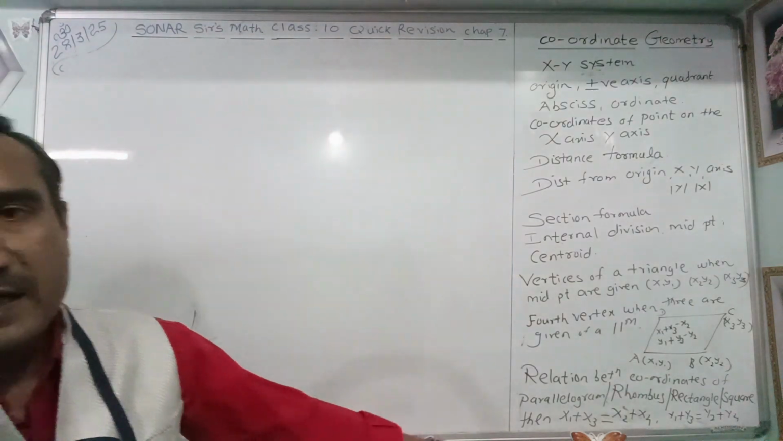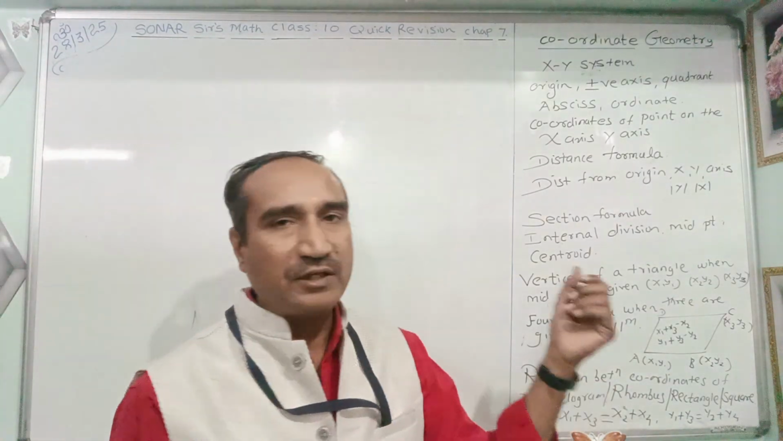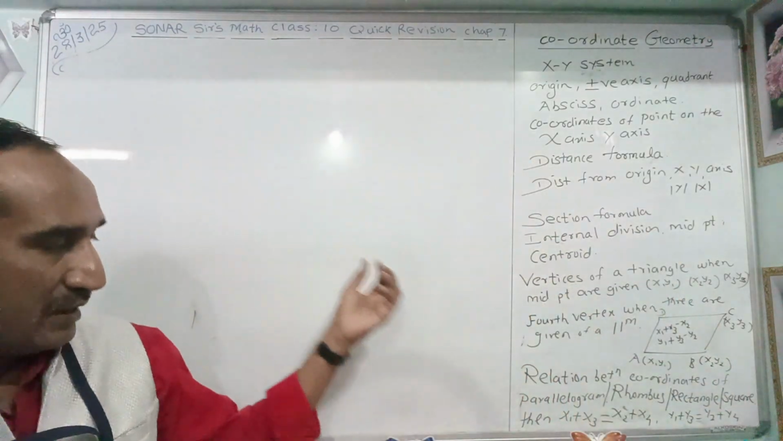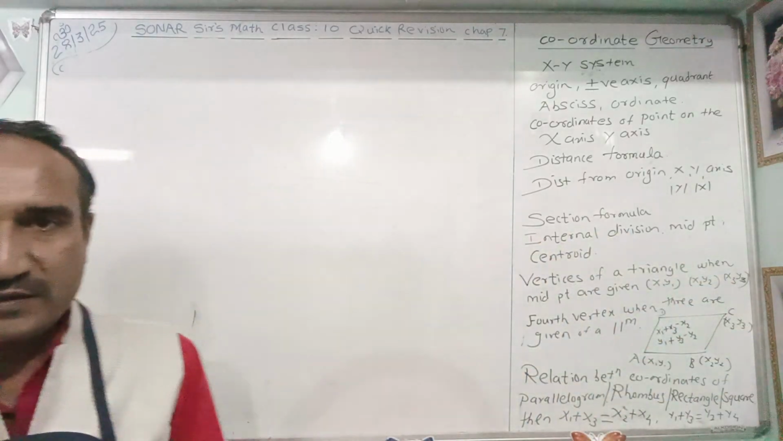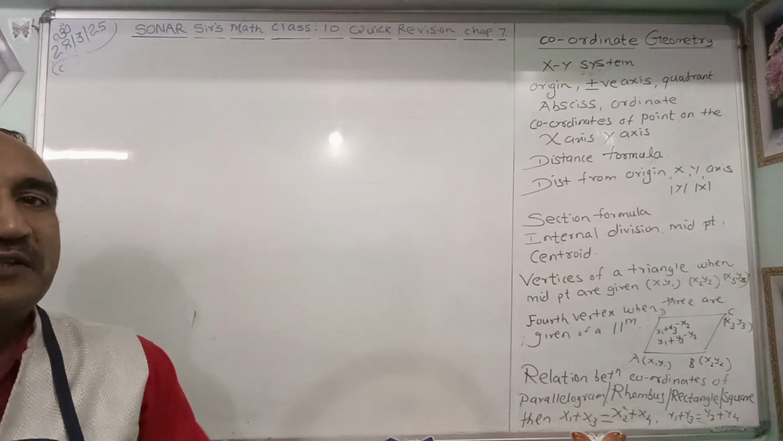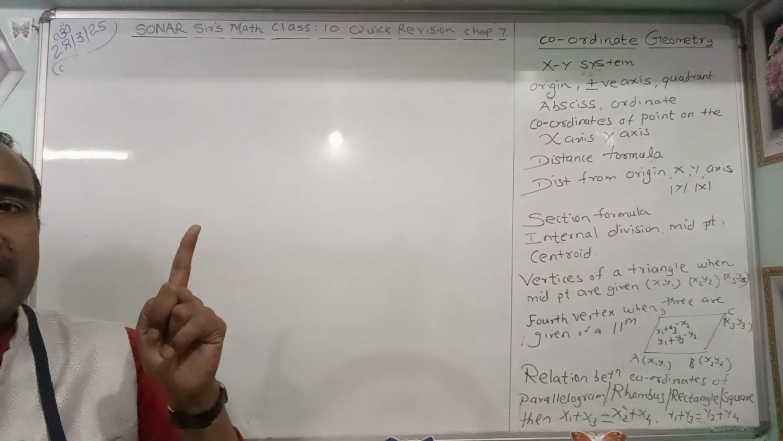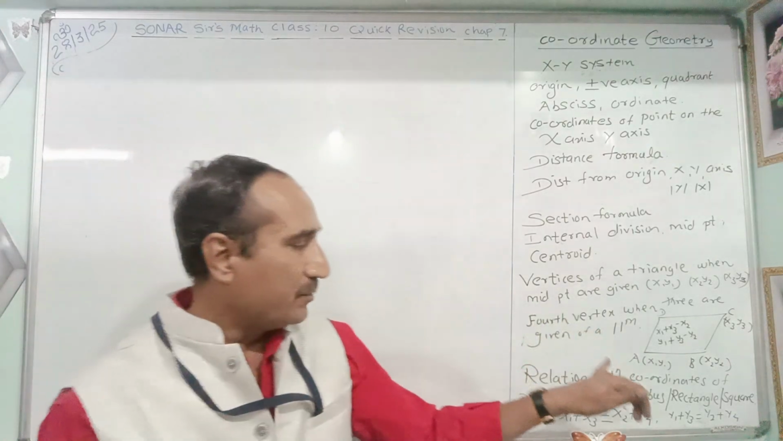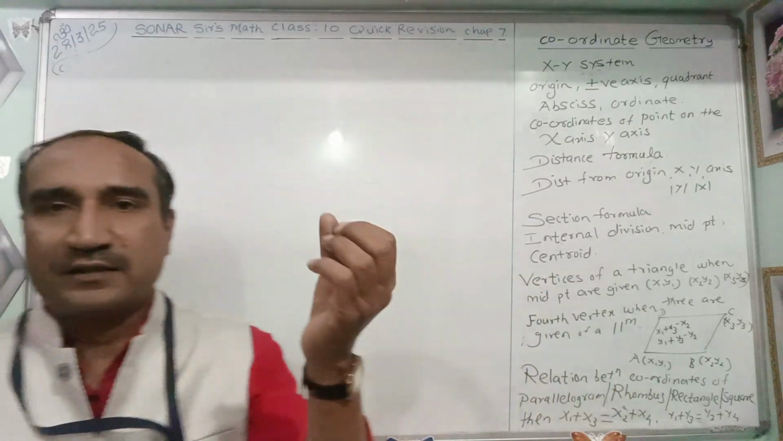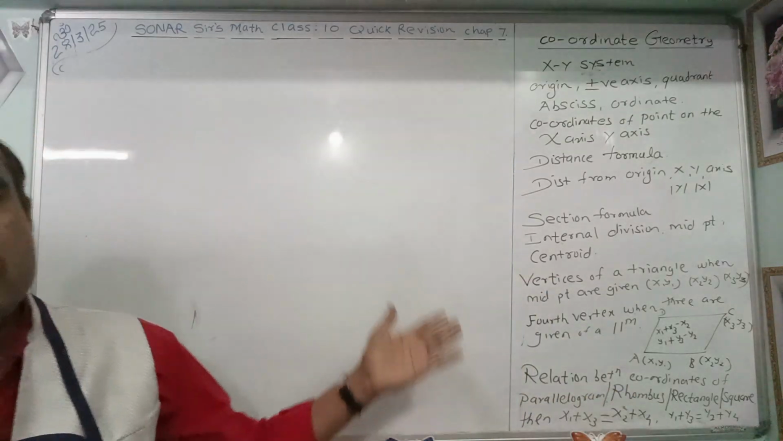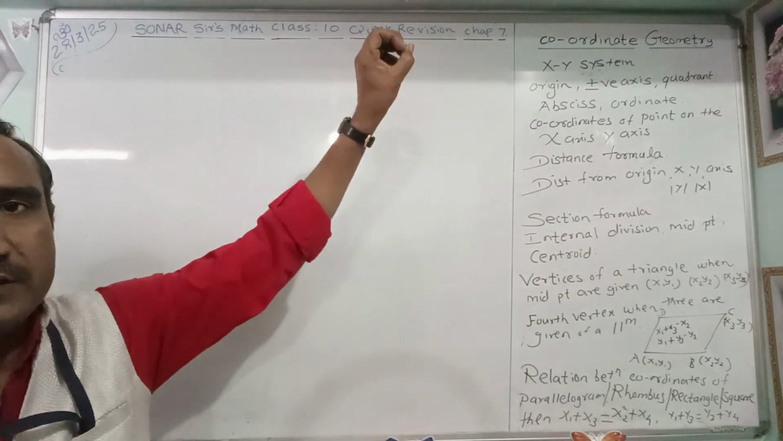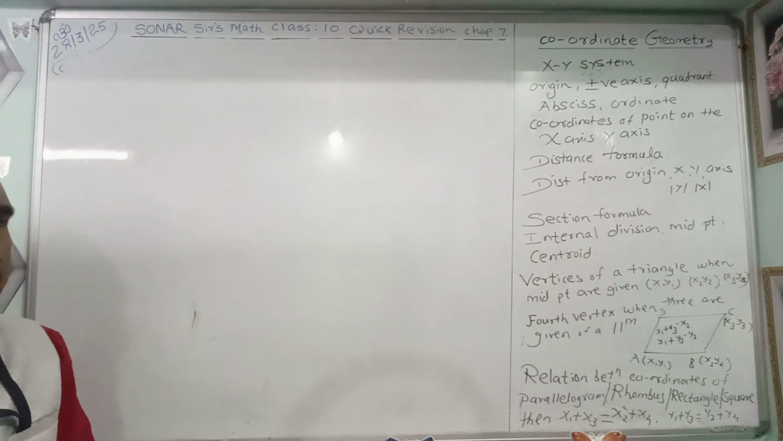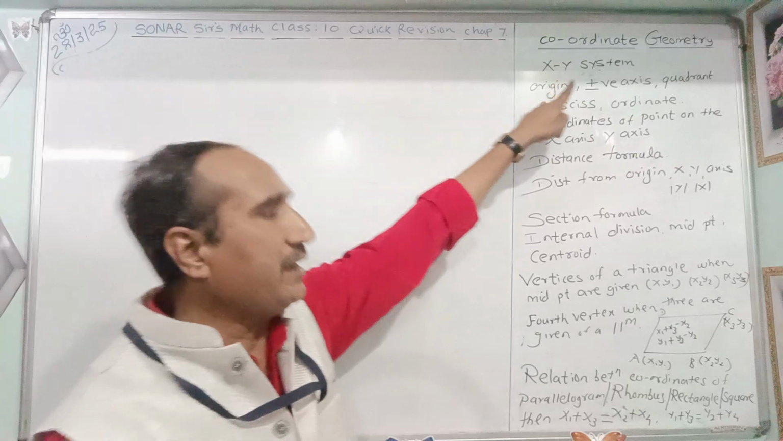And then at last we'll discuss the relation between the coordinates of a parallelogram, rhombus, rectangle and square. There is a common relation between the coordinates of these vertices, and on the basis of this formula there are MCQs. So we'll discuss the most likely questions regarding coordinate geometry. So let's start with the XY system.